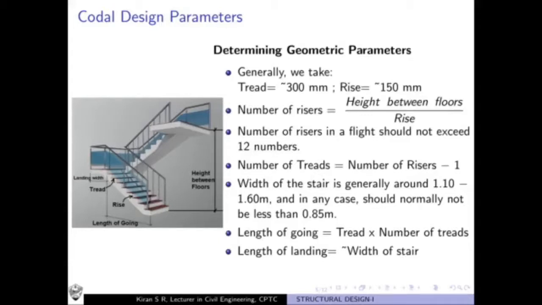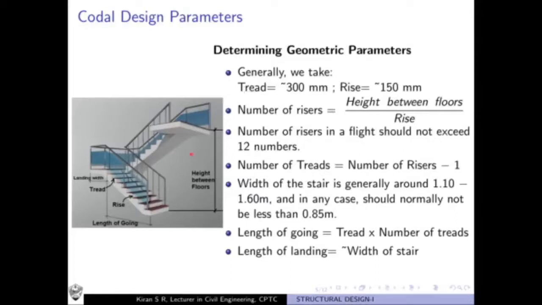You just have to do some preliminary steps before you start the design. That is exactly what is meant by determining the geometric parameters. Unlike a one-way slab, a staircase is of a different shape and kind, and you need to determine its dimensions and other geometric configurations, and that is exactly what we mean by determining the geometric parameters. So what all geometric parameters are we going to find out?